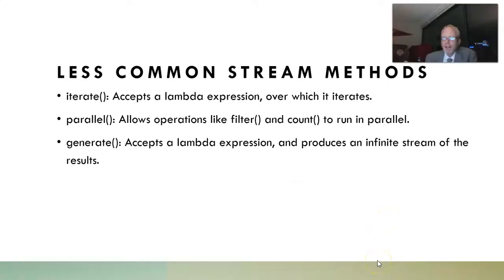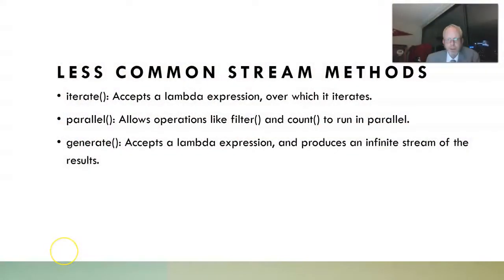A few other less common stream methods. Iterate accepts a lambda expression and simply iterates over it. Parallel's a neat one. Parallel allows you to tell the lambda, hey, I'd like you to do this over several processors. Which again, if you're thinking a high volume of data, something like election results, or census data, anything where you're crunching a lot of numbers, that is a handy operation to make the most of your compute power.